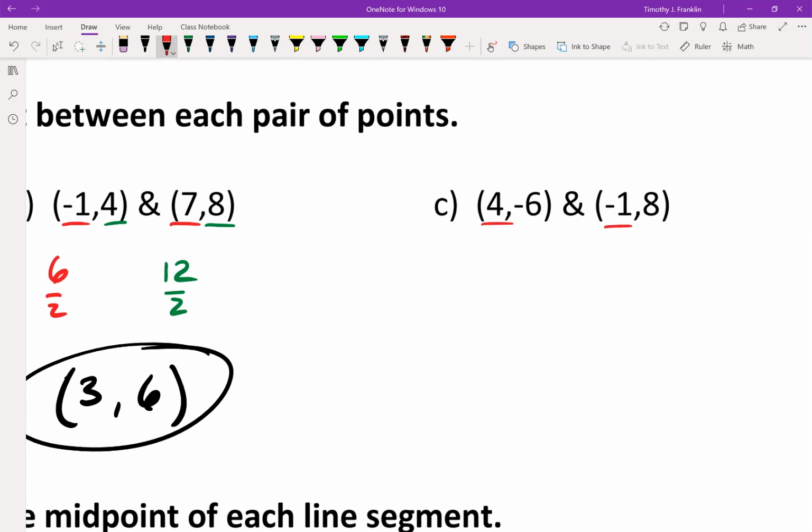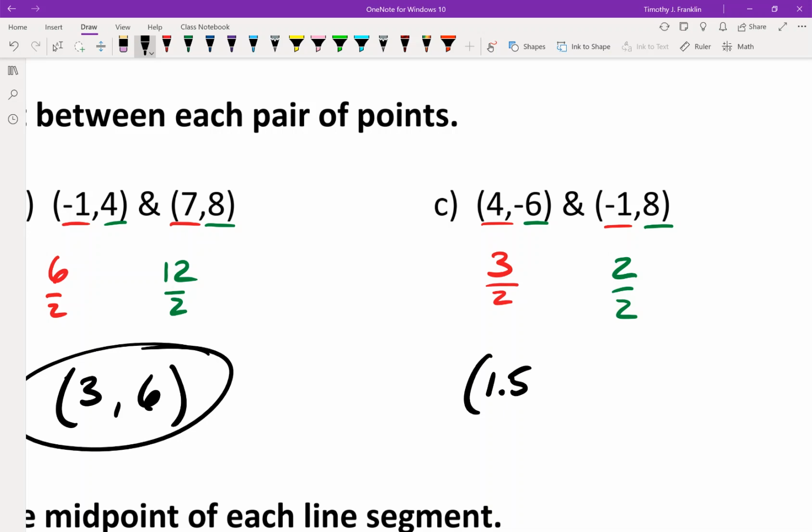Okay, example C, we have 4 and negative 1. 4 plus negative 1 is 3, and we'll divide by 2. And negative 6 plus 8 is 2, divided by 2. And so we get 3 over 2, which gives us a decimal, and you can just leave it 1.5. That's fine, because that is actually a fine way to graph that point.